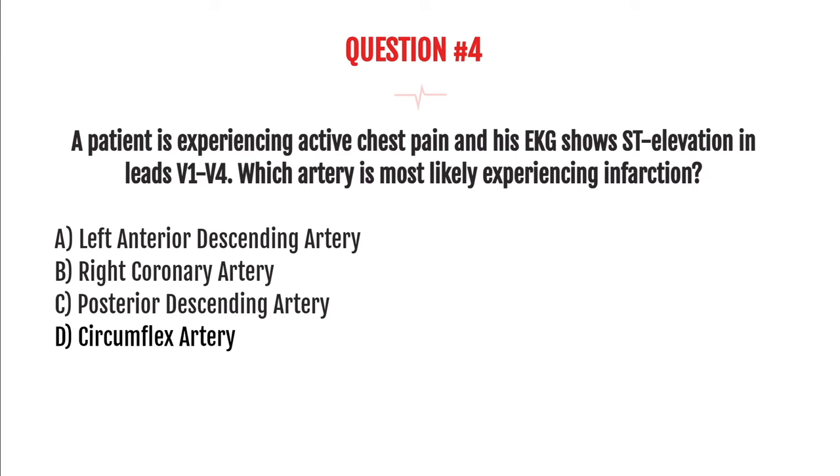All right, question number 4. A patient is experiencing active chest pain and his EKG shows ST elevation in leads V1 through V4. Which artery is most likely experiencing infarction? Is it A, the left anterior descending artery, B, the right coronary artery, C, posterior descending artery, or D, the circumflex artery?